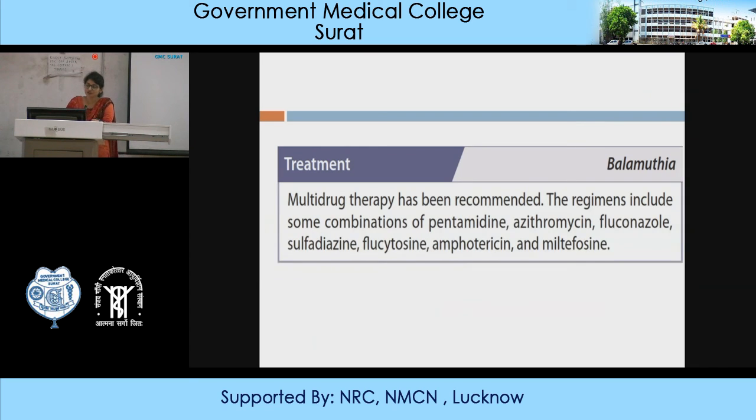For Balamuthia, which causes granulomatous amoebic encephalitis, same as Acanthamoeba, combination therapy is given, like pentamidine, azithromycin, fluconazole, sulfadiazine, flucytosine, amphotericin and miltefosine.